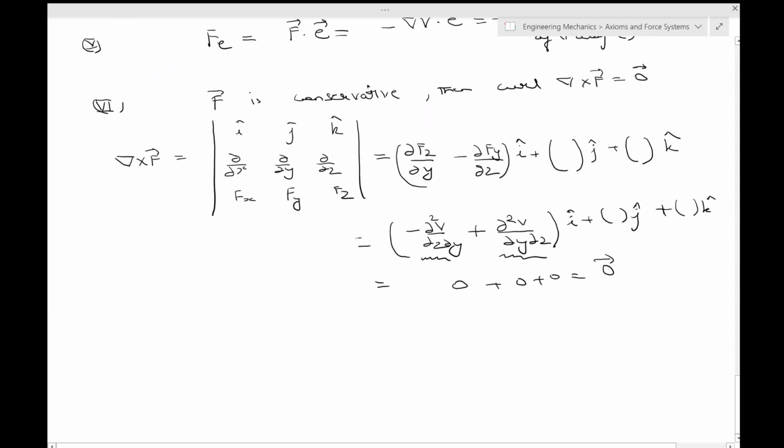Okay, so in the cylindrical part also you can proceed. Let me put that in red. The curl in the cylindrical part would be 1 by r, e phi, by r, e z.